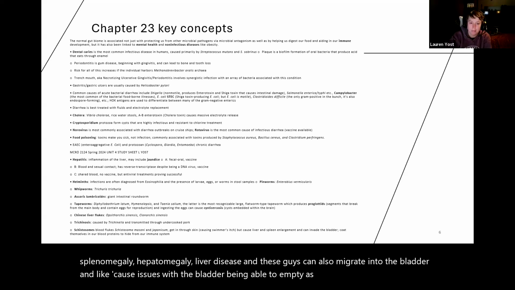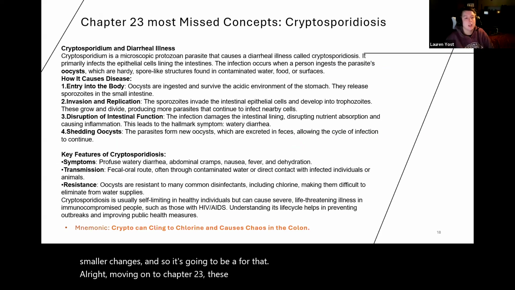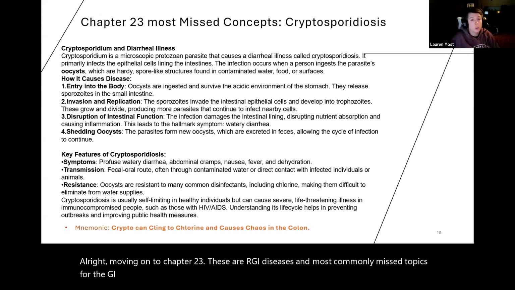So that's pretty good. All right, moving on to chapter 23. These are our GI diseases. And most commonly missed topics for the GI diseases, cryptosporidiosis.